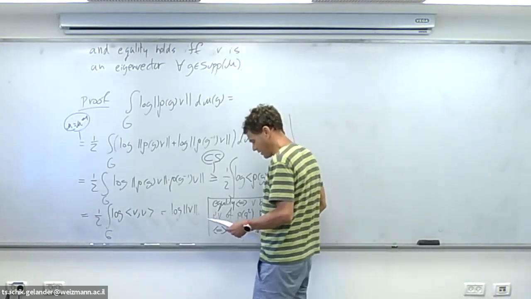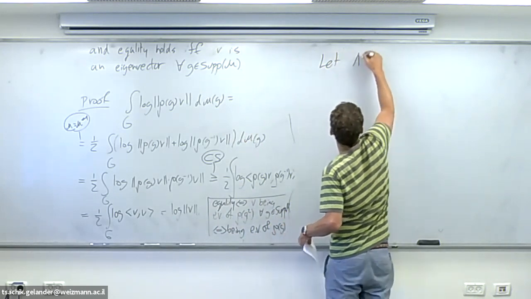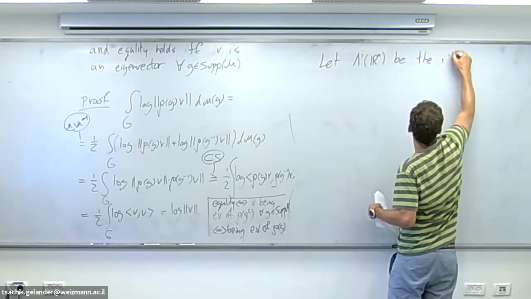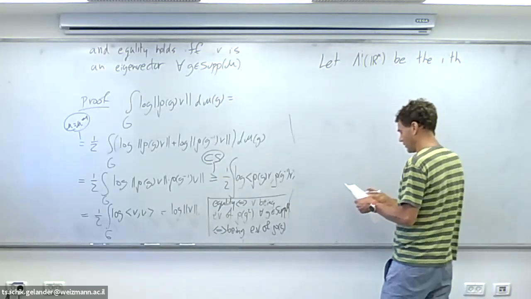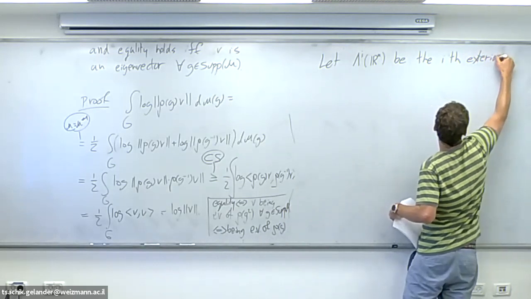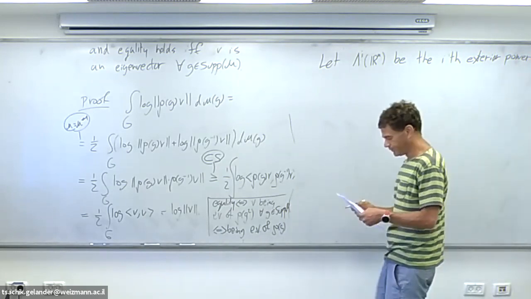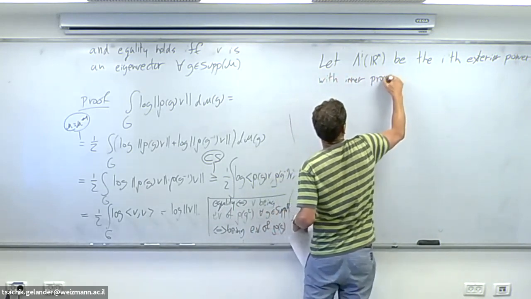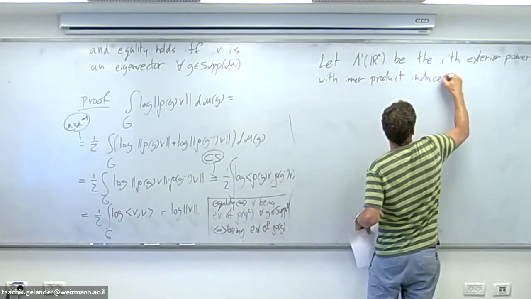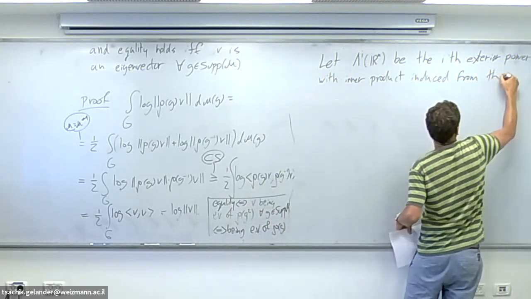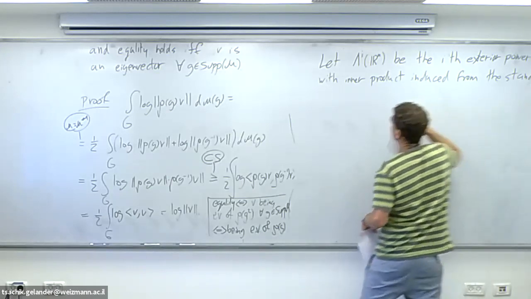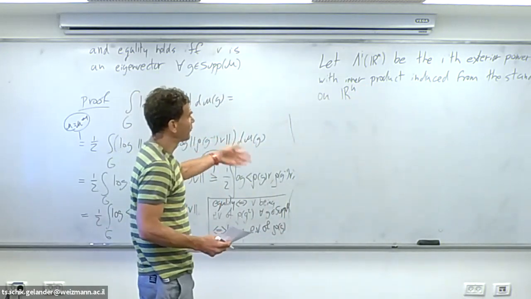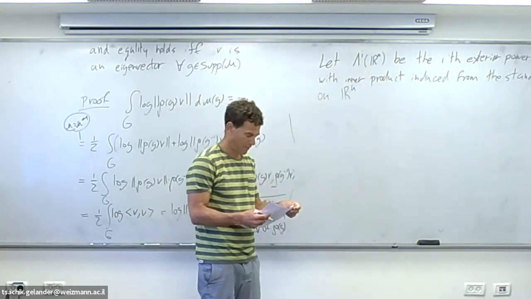Some notation: we denote by wedge i of R^n the i-th exterior power, with inner product and norm induced from the standard one. If I take an orthonormal basis for R^n, you can produce from it an orthonormal basis for the wedge power, and then determine the inner product and the norm.